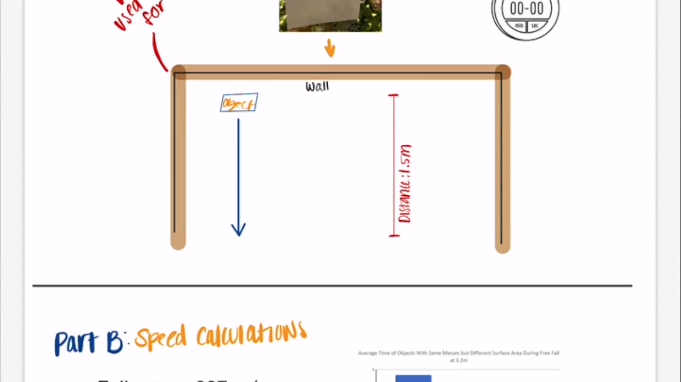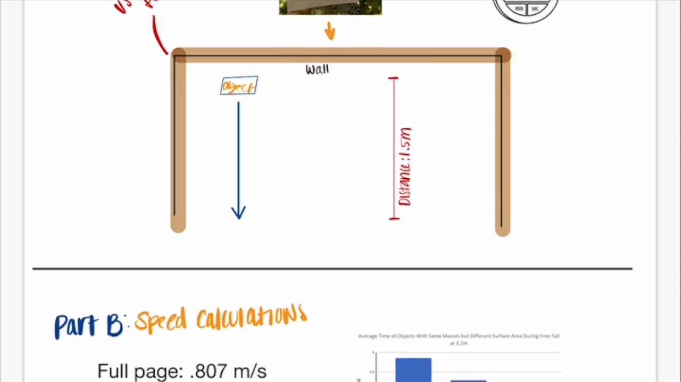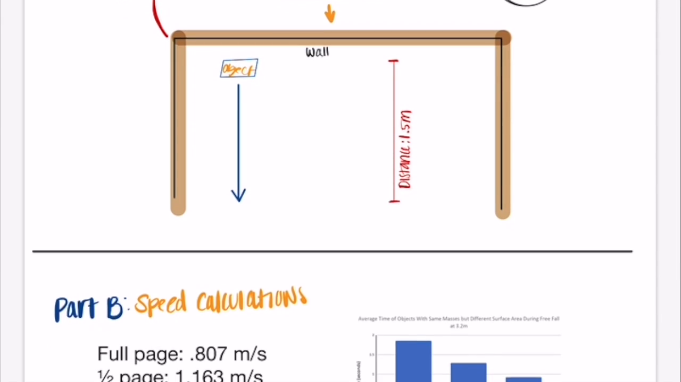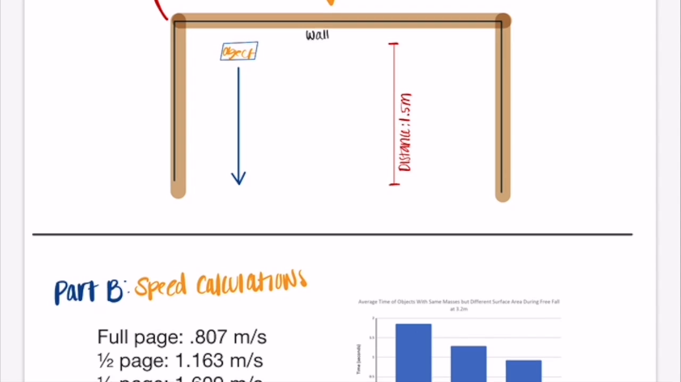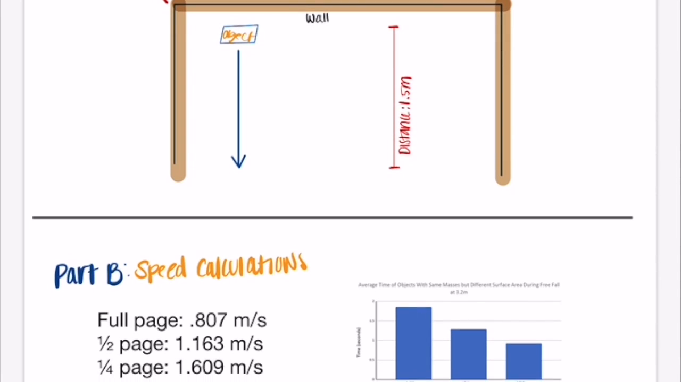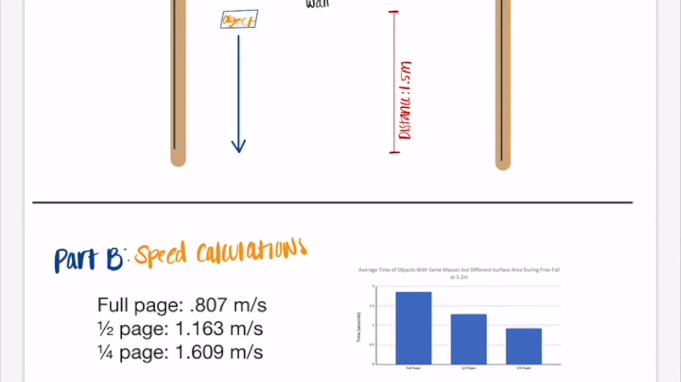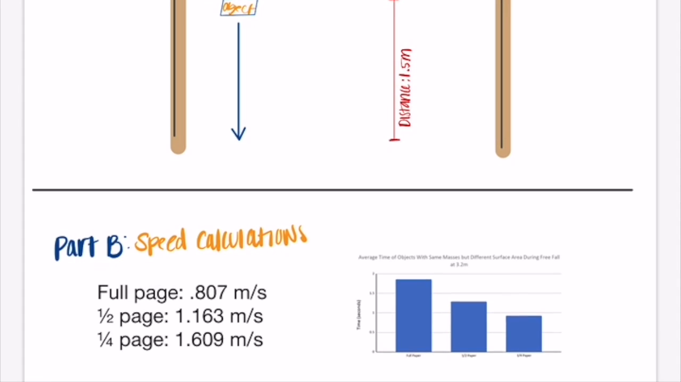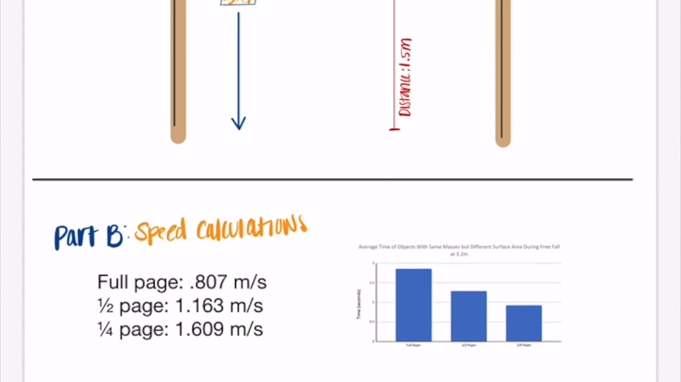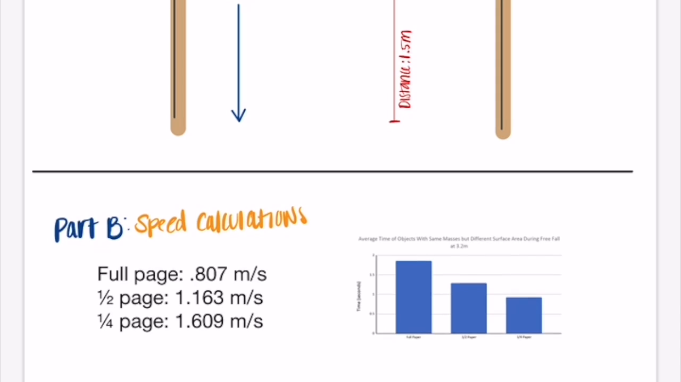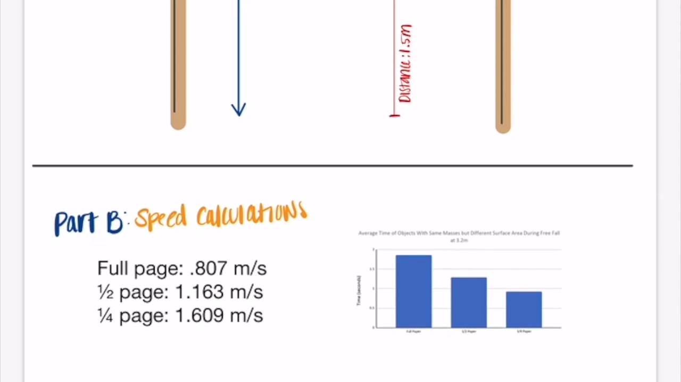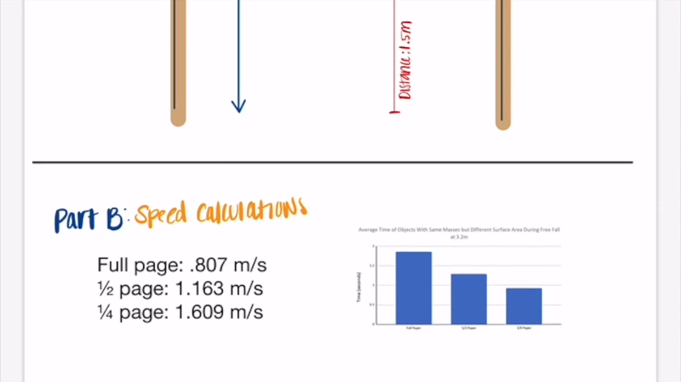Looking at our calculations, the speed for the full page was 0.807 meters per second. For the half page, it was 1.163 meters per second. And the fourth page was 1.609 meters per second. Looking at the graph on the right, we can see that the full paper took the longest, the half paper took less time, and the fourth paper was the fastest.